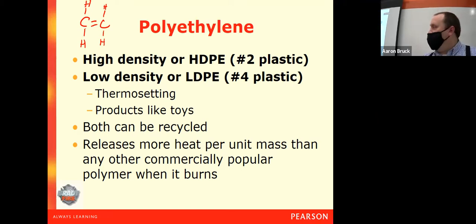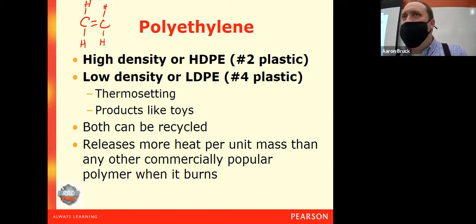The big key attribute of them is their fuel density is considerable. That means lots of heat when they burn. And by mass, these will burn hotter than any other polymer. So gram per gram, we get more energy out of them than anything else.